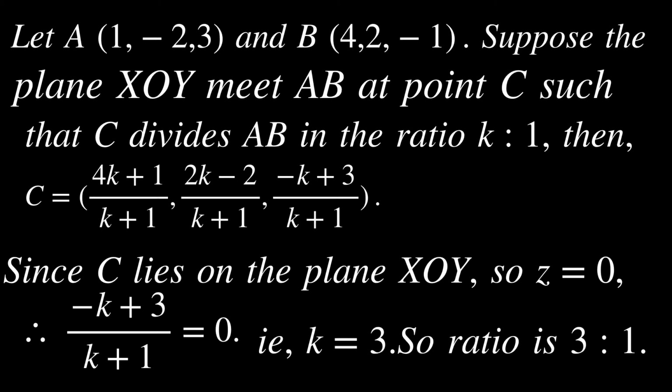Now one point to remember here is that any point which lies on the xy plane, its z coordinate will be 0. So in this case we can equate the z coordinate to 0. So it becomes (-k+3)/(k+1) = 0, which on simplification we get k = 3. So the ratio is 3:1.